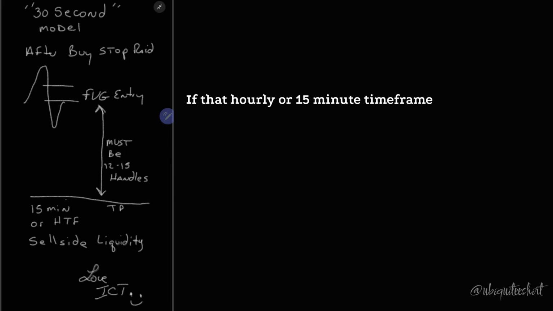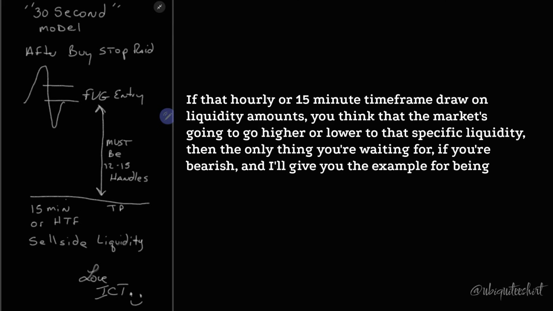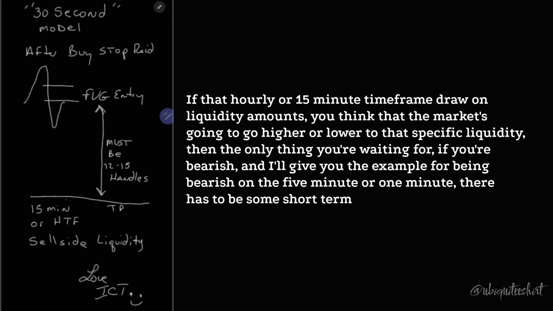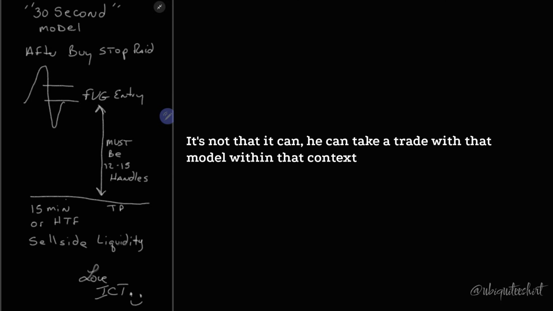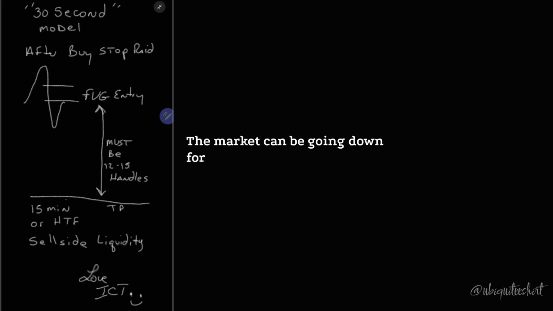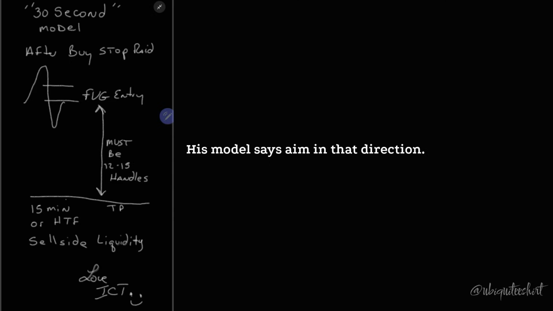If that hourly or 15-minute time frame draw on liquidity amounts, you think the market's going to go higher or lower to that specific liquidity, then the only thing you're waiting for, if you're bearish, and I'll give you the example of being bearish, is on the 5-minute or 1-minute, there has to be some short-term high traded above. Even in a run while the market's been going down, don't think Model 2022. That's not what this is, okay? It's not that. He can take a trade with that model within that context of the market reversing. We don't need that. The market can be going down for the entirety of the day. If it hasn't traded to that 15-minute or hourly sell side liquidity pool, it's not done. His model says aim in that direction. If it's 50 handles to get to that low, doesn't matter. He's not holding for those 50 handles. He's trying to get 10.